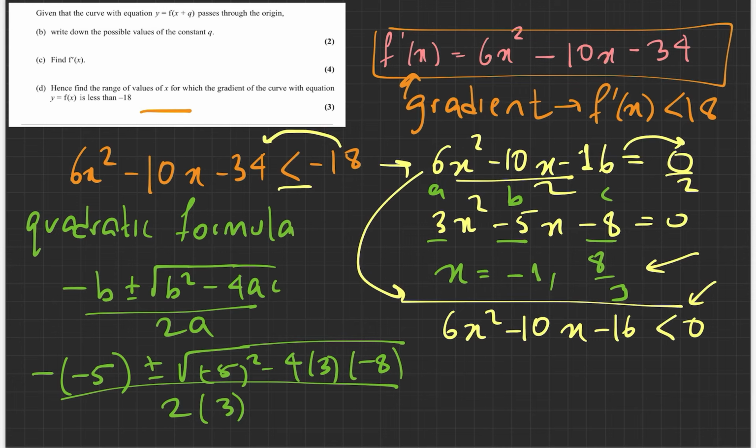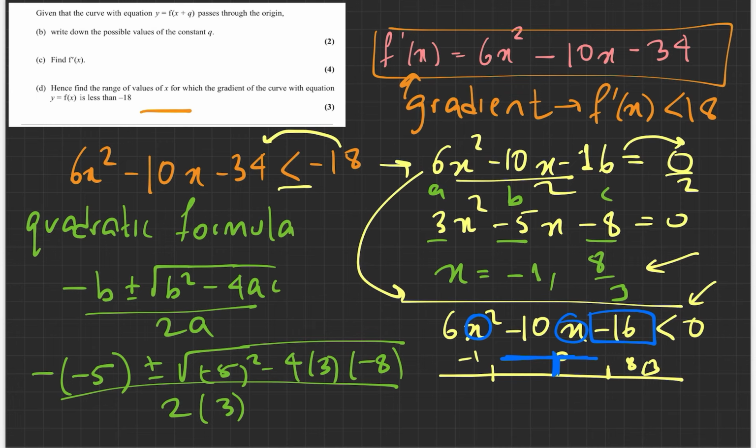So let's get a number line up. In this number line, if this is 0, we know that this is 8 over 3 about, and that this is minus 1, right? Now I'm going to put a random value in between here. So let's take 0, and I'm going to input this into the equation. If I put 0 in place of x, what I'm left with is minus 16, and we know that minus 16 is indeed less than 0.